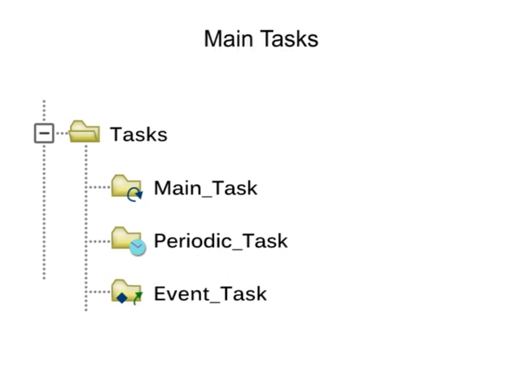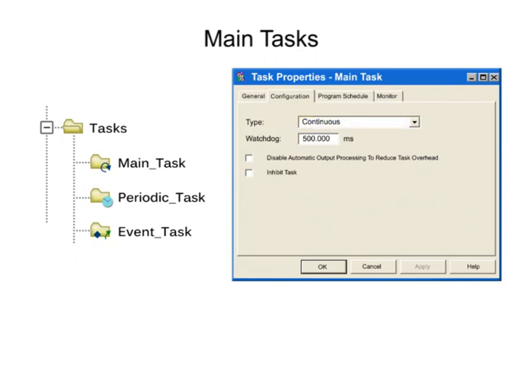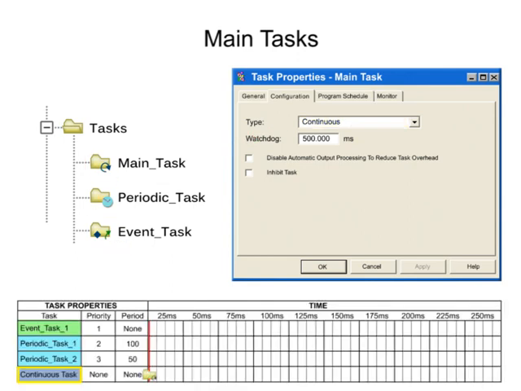At the creation of a new project, the continuous task in RSLogix 5000 is referred to as the main task. The continuous task is executed continuously as long as periodic or event tasks are not being executed. When the continuous task completes a full scan, it restarts immediately.